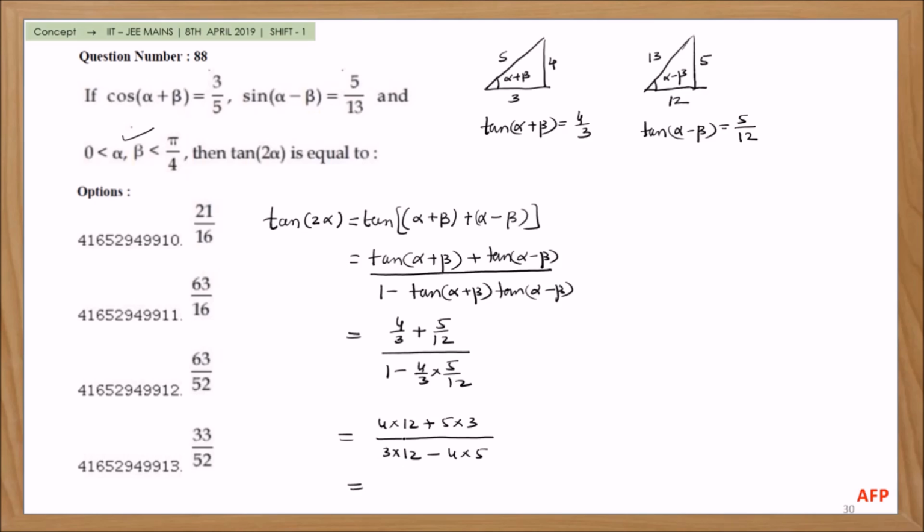What are you getting? 12 4s are 48 plus 15, next 36 minus 20, which is equal to 63 divided by 16. 63 by 16 is the correct answer. Here option 2 it follows.